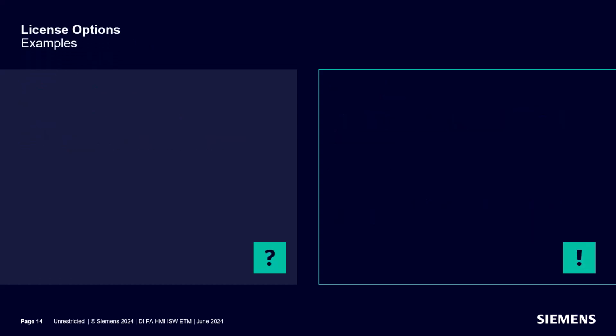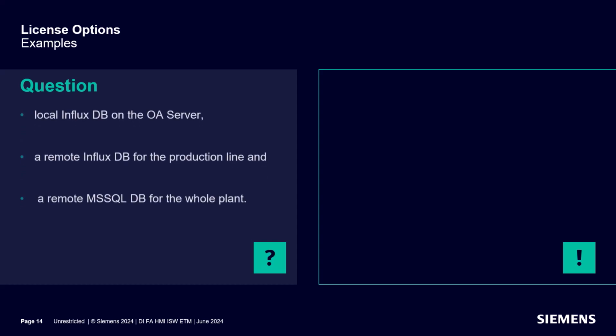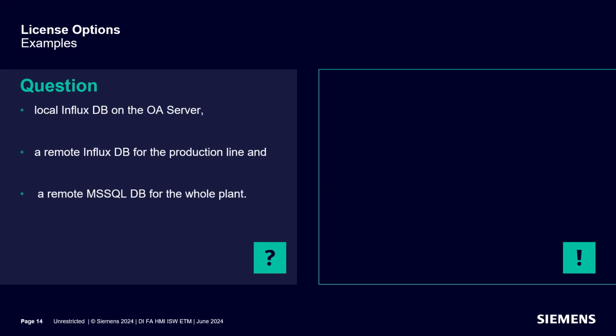To illustrate the licensing requirements more clearly, consider the following examples. The requirement is the following. You want to use a local InfluxDB on the OA server, a remote InfluxDB for the production line, and a remote MS SQL DB for the whole plant. What license options do you need? The answer is at least the NGA standard option plus an additional backend connection license.